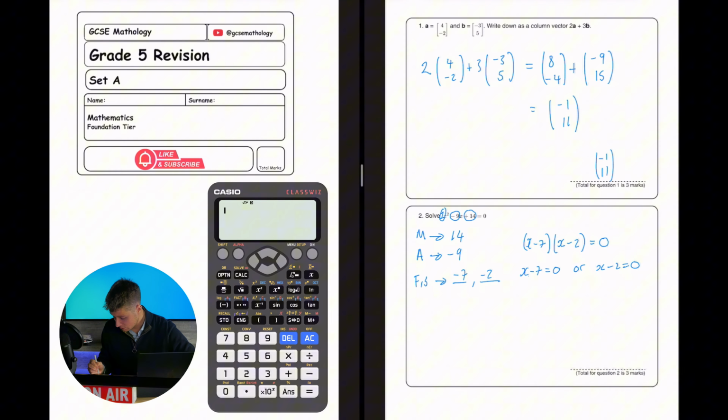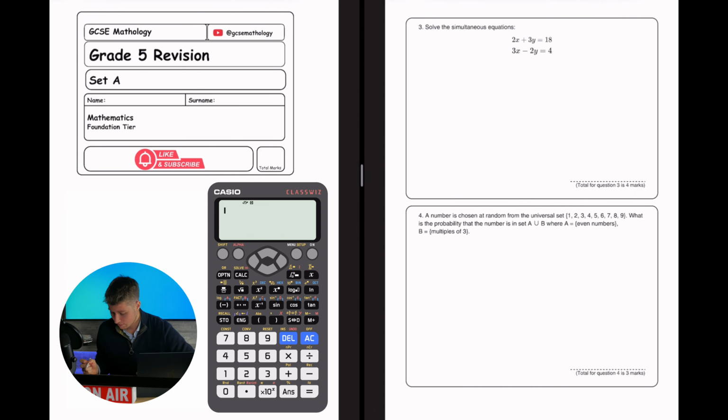To solve x minus 7 equals 0, we're going to add 7 to both sides so that x is equal to 7, or if we add 2 to both sides here, x is equal to 2. So there are two solutions for the quadratic here: x is equal to 7 or x is equal to 2.